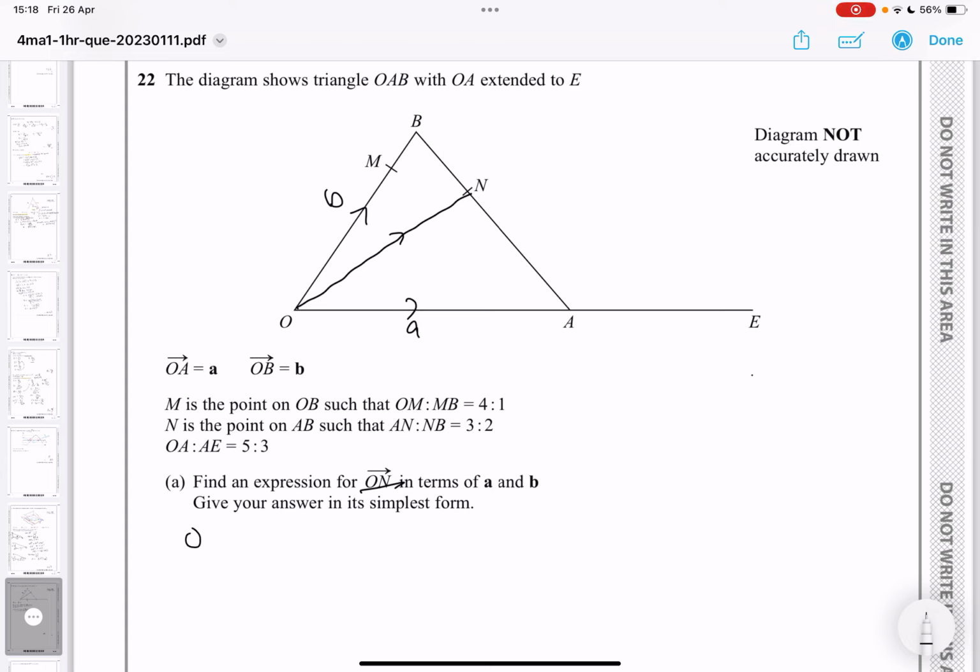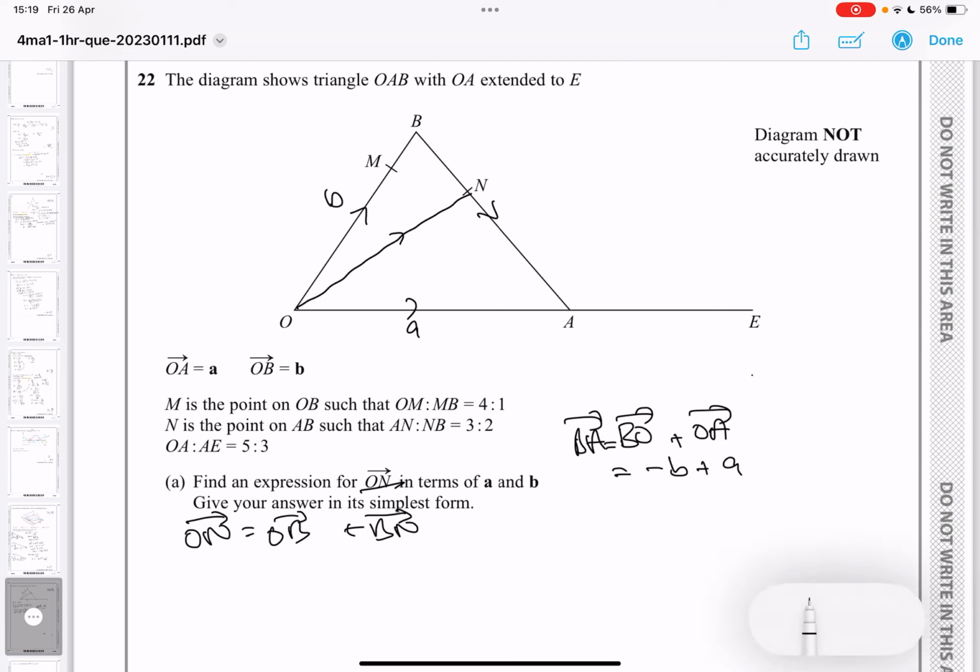Let's write a formula for vector ON. So that's going to be OB, which we know is B, plus BN. Okay, and we need to work out what BN is. So let's begin by working out what BA is. BA is going to be this vector. It's going to be equal to BO plus OA. So BO is minus B and OA is A.